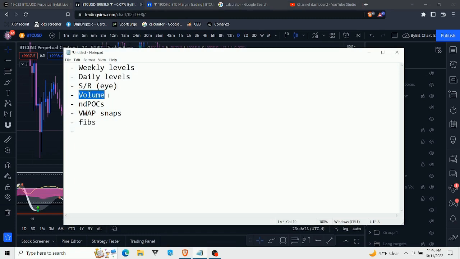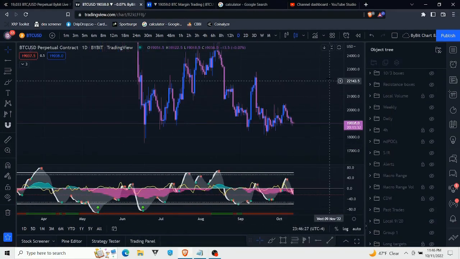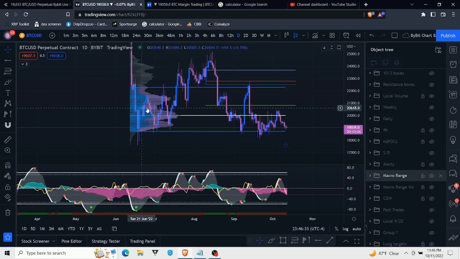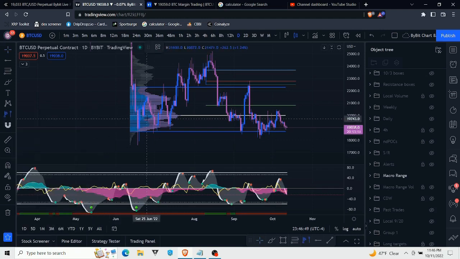Okay, next we have volume levels. Now, there's a few different ways that you can get volume levels. My favorite way to get volume levels is by using the fixed range volume profile, which is available for everybody. It's free on TradingView. What you're going to do is click on this drop-out menu, and all the way here at the bottom is the fixed range volume profile.